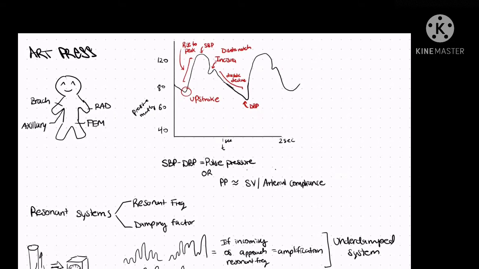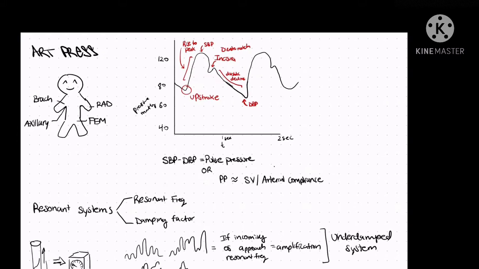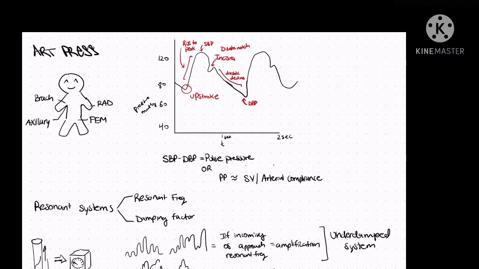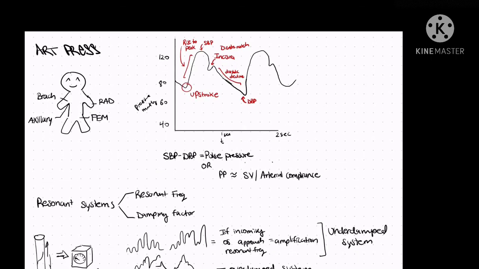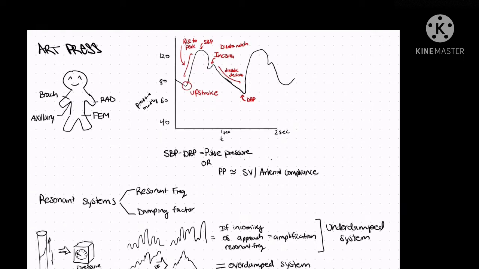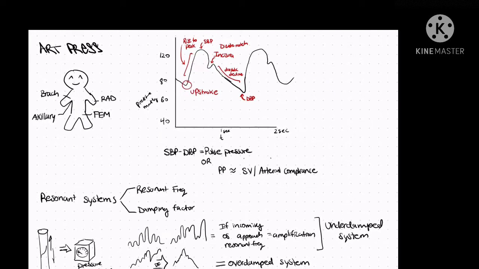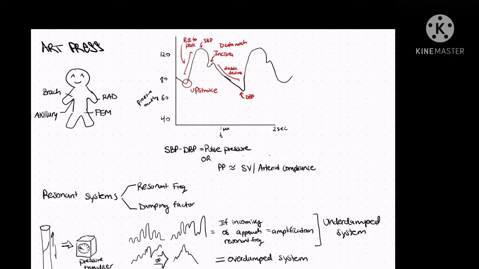These systems are resonant systems, and resonant systems are dependent on two things: resonant frequency and the dampening factor. So you've got your blood pumping, assuming the patient is alive, and that blood is going to be moving up and down in a column in the tubing, right? That frequency of it going up and down is your resonant frequency.